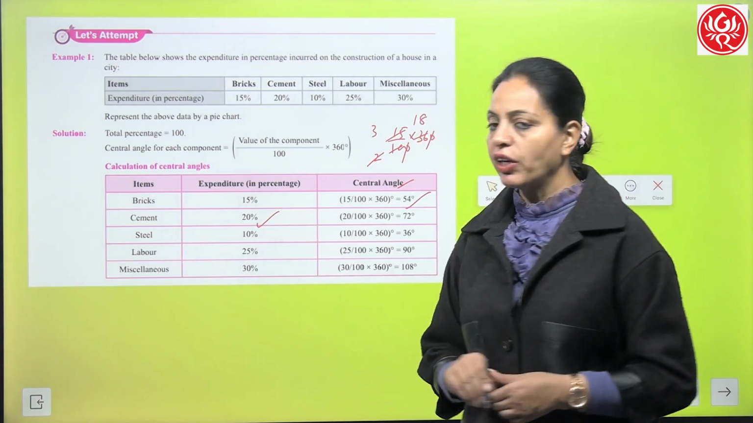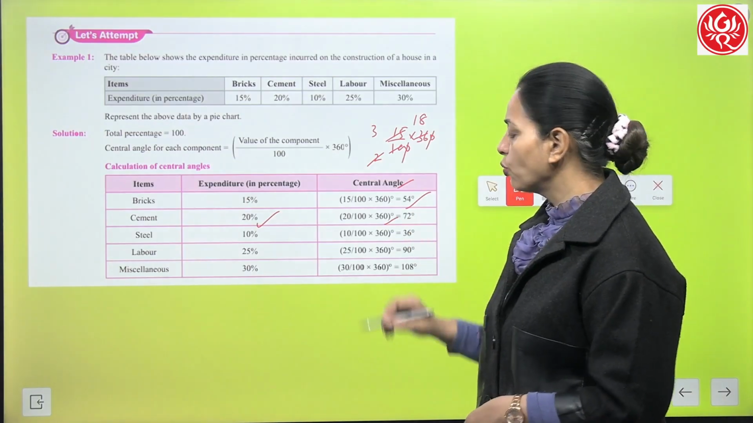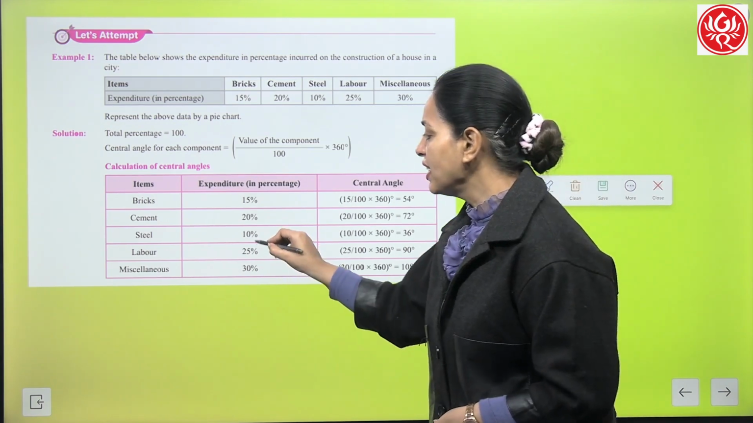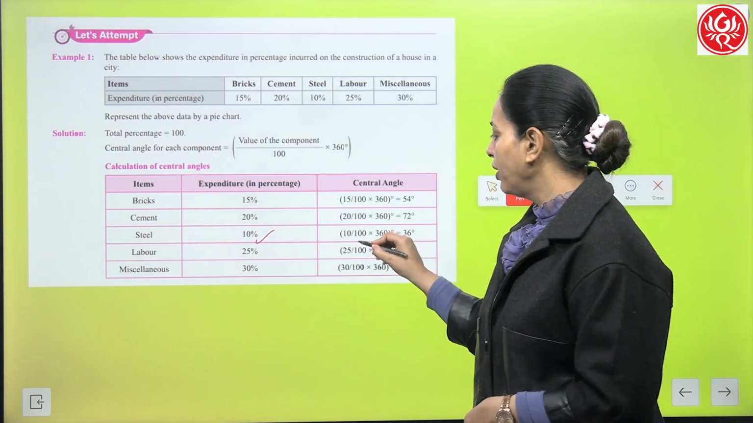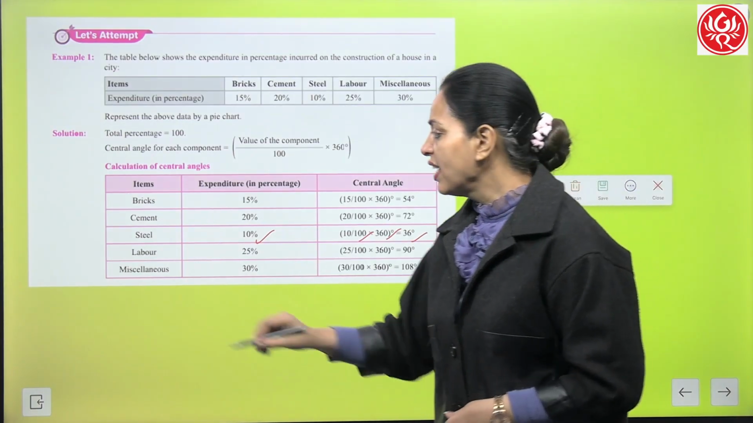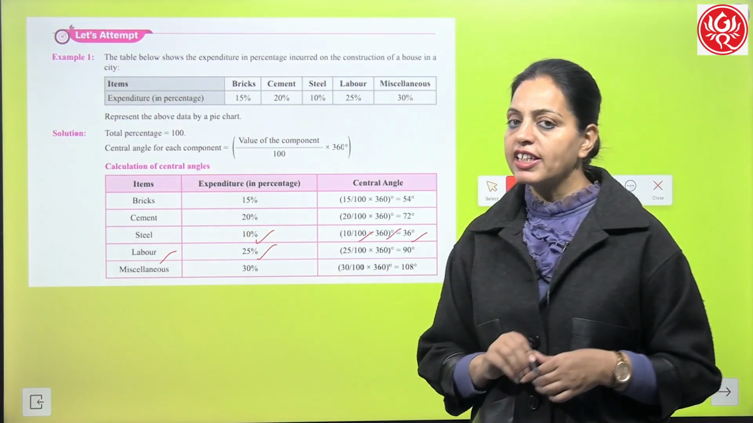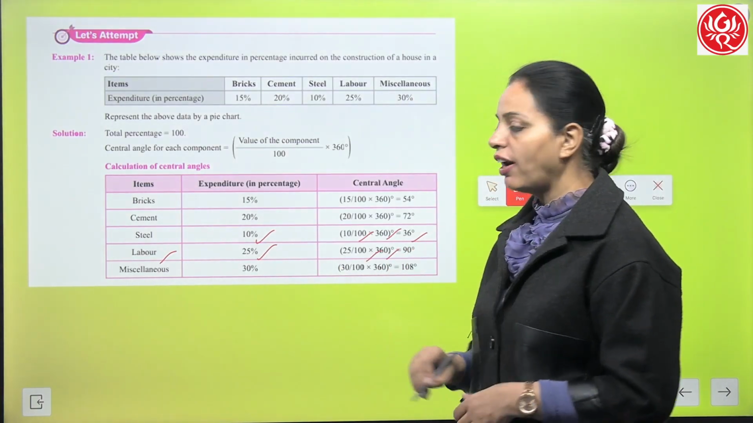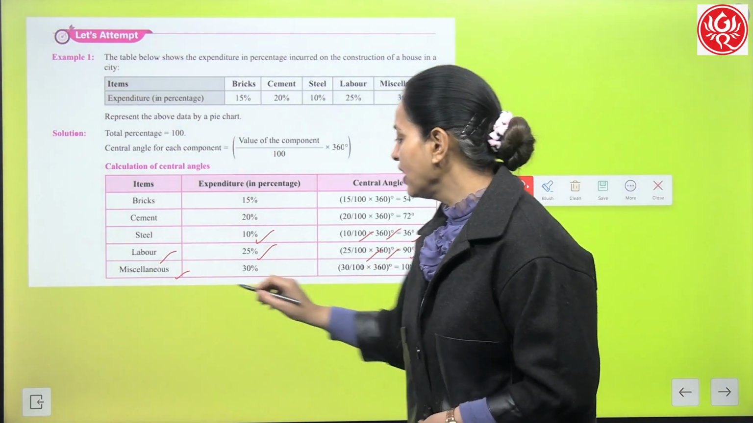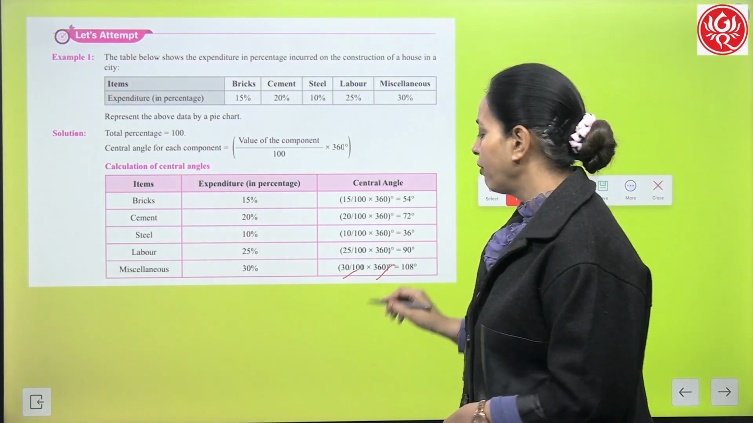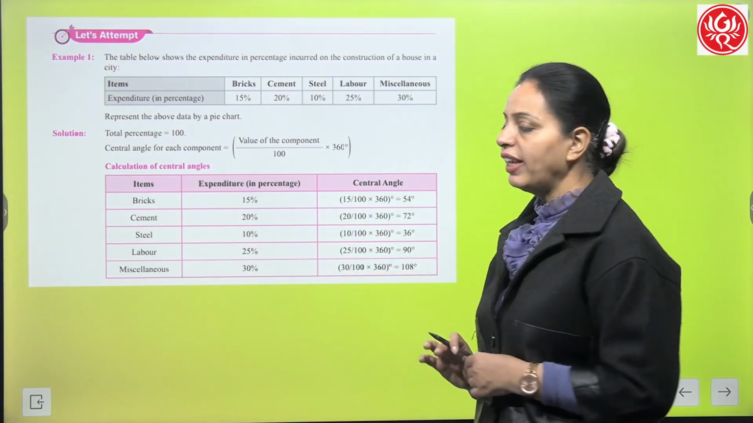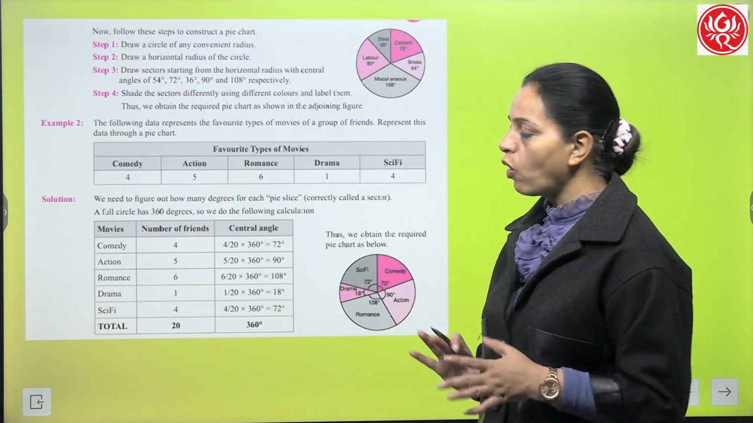Similarly for cement, 20%, 20 upon 100 into 360 degrees, that is 72 degrees. Then steel, 10%, 10 upon 100 into 360 degrees, that is 36 degrees. Then labor, 25%, 25 upon 100 into 360 degrees, that is 90 degrees. Then miscellaneous, 30%, 30 upon 100 into 360 degrees, that is 108 degrees. Now we have all the angles.